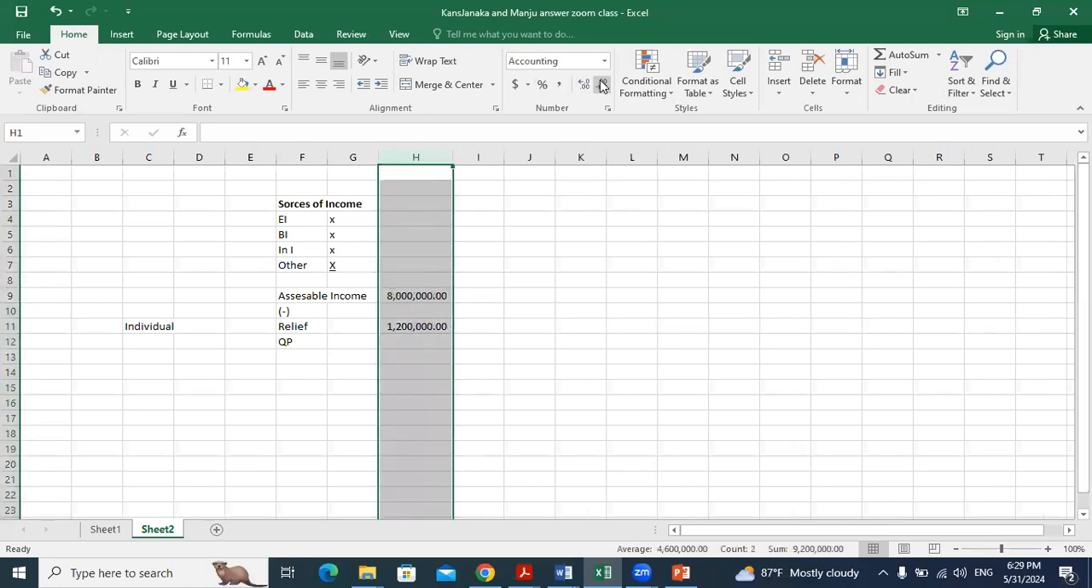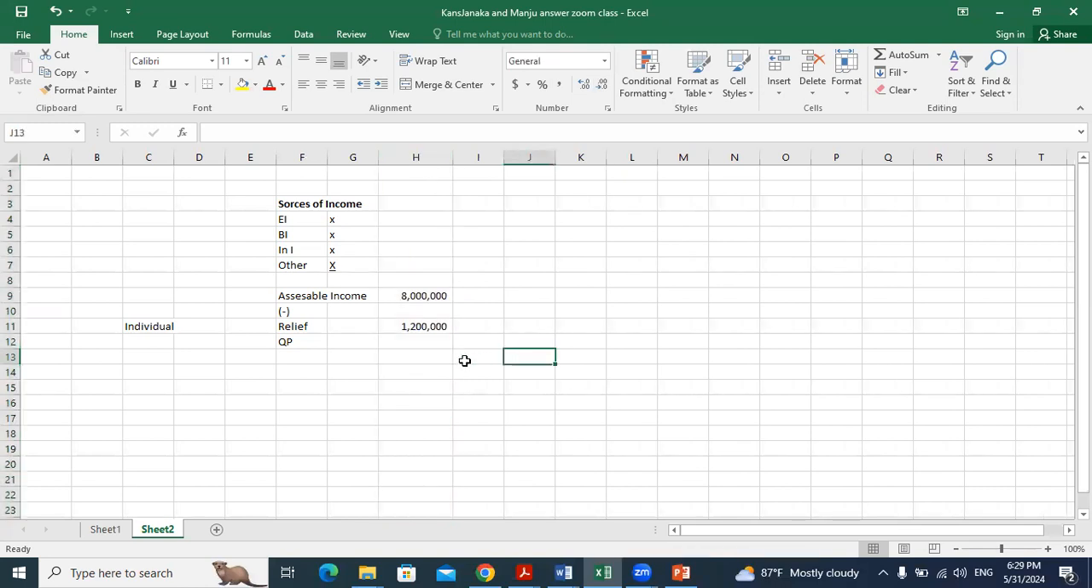If that is the case, we can deduct this relief. This is for an individual. Let's say this particular individual has donated some money to the government, let's say 2 million. Due to some reason, he has donated to a government school. Therefore, these two can be deducted. This is a qualifying payment. So after that, we will be getting the taxable income.